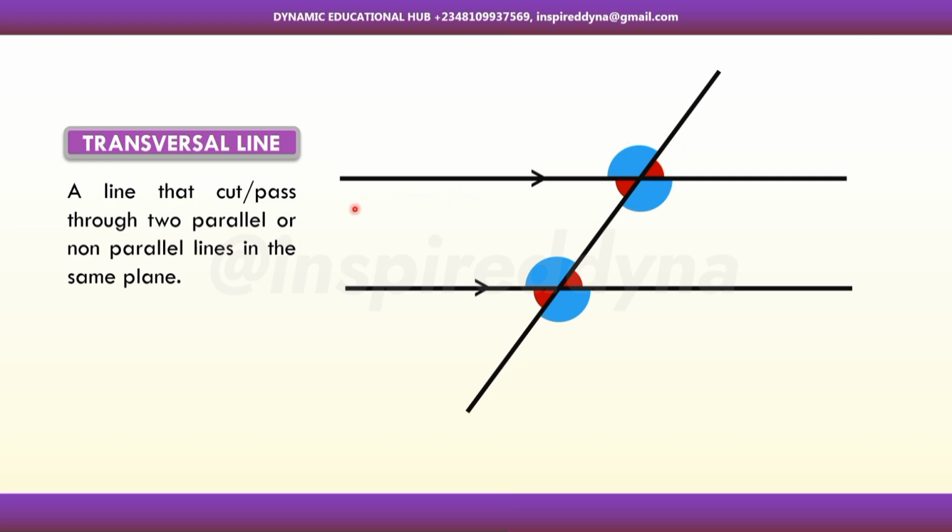If you look at a transversal line across two parallel lines, look at this diagram, look at this color here, it shows that this angle is equal to this angle. This angle over here is also equal to this angle. That is the implication of that.